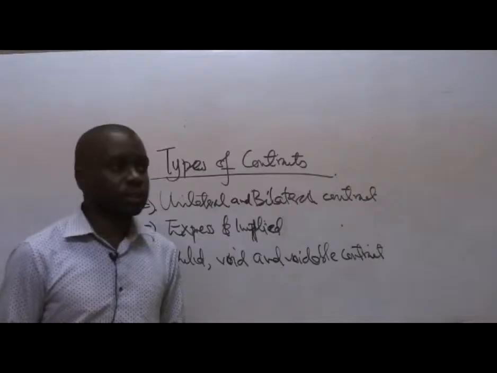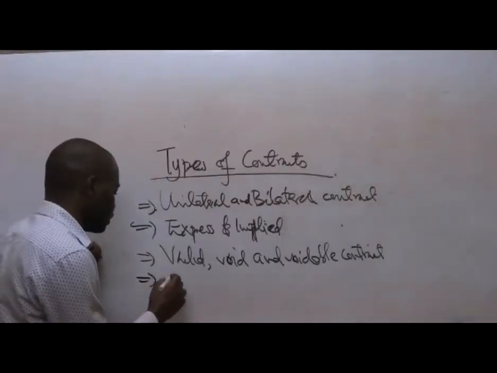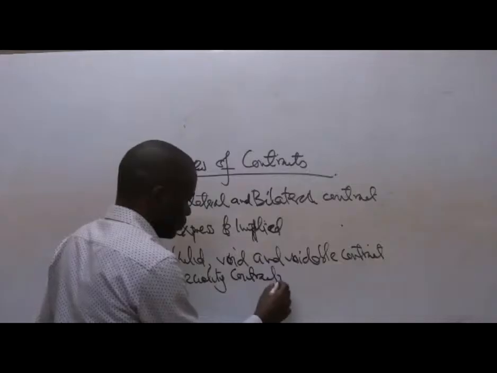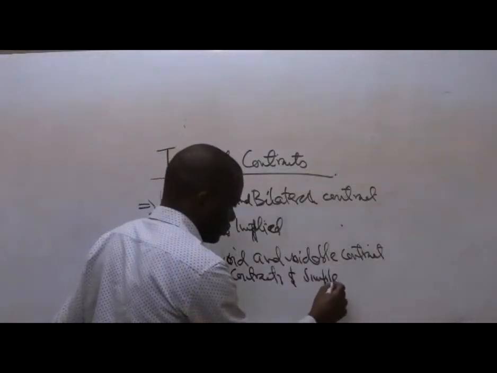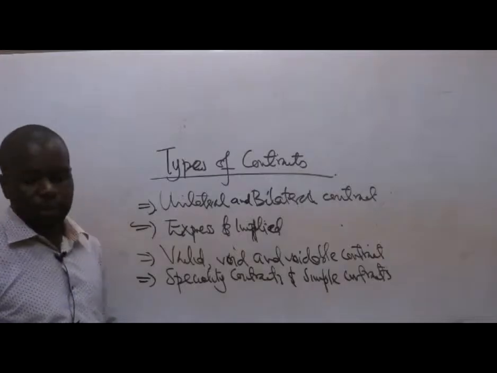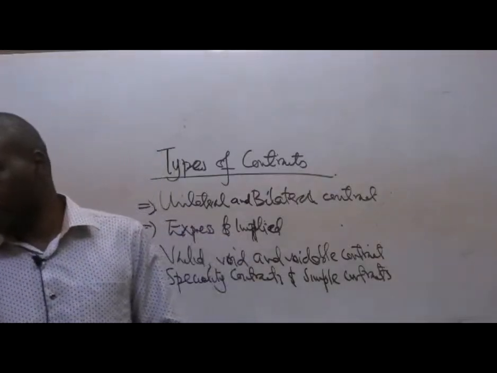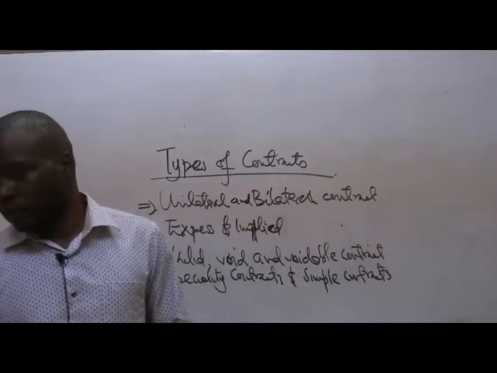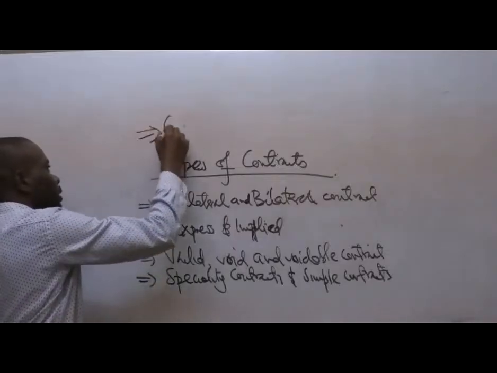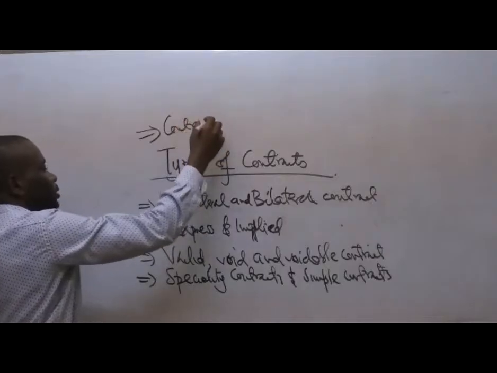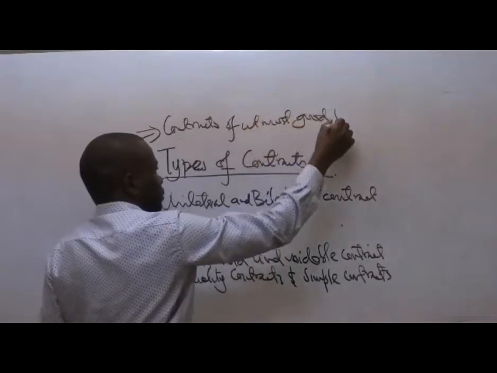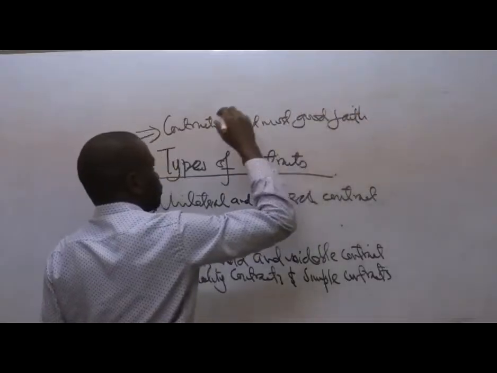We can have specialty contracts and simple contracts as another type of contracts. You can have contracts uberrimae fidei, or utmost good faith. Contracts of utmost good faith.